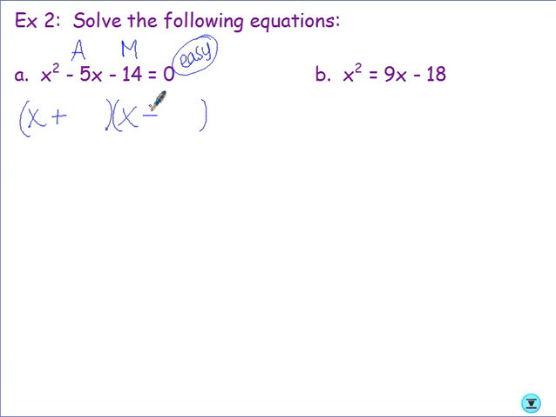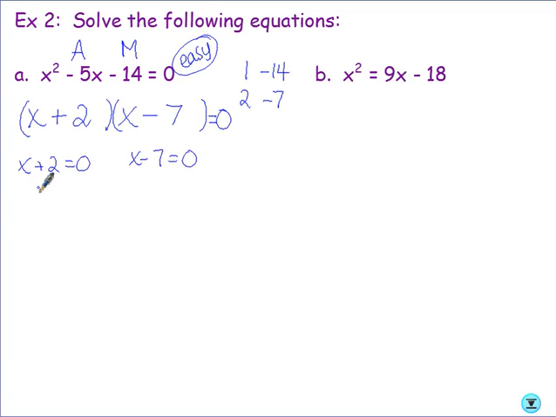Well, we don't have a lot of options. The only options we have are 1 and 14 and 2 and 7. Which pair is going to give us a negative 5 when the bigger one's negative? That will be the second pair. Positive 2, negative 7. Now the difference between the previous days and today is that we have an equal 0 here. We are not done. We're going to take our first parenthesis and set it equal to 0. And we're going to take our second parenthesis and set it equal to 0.